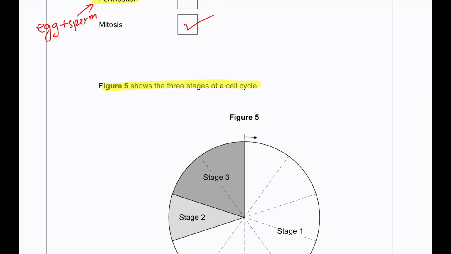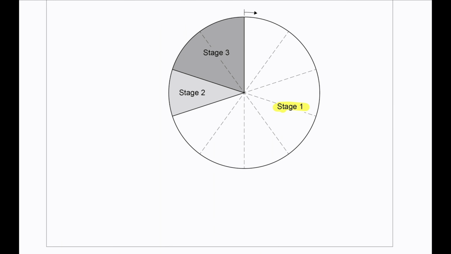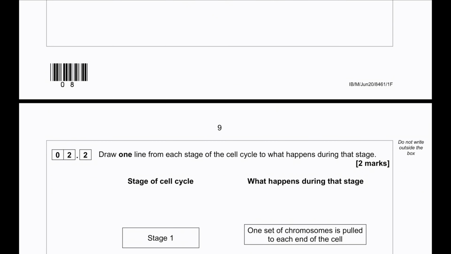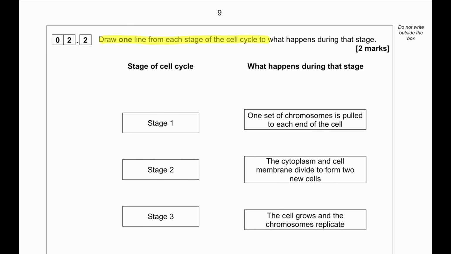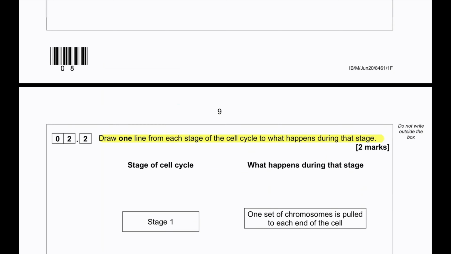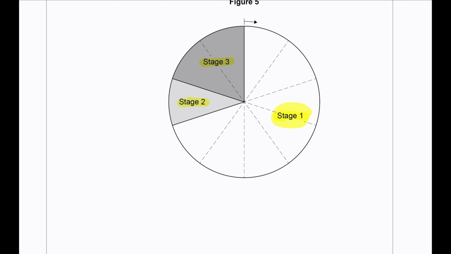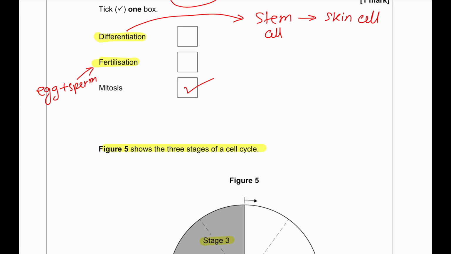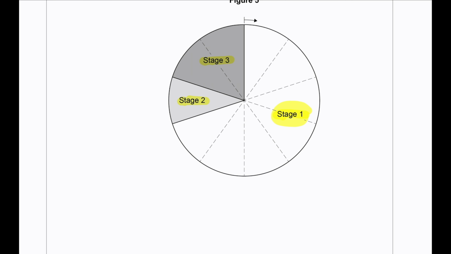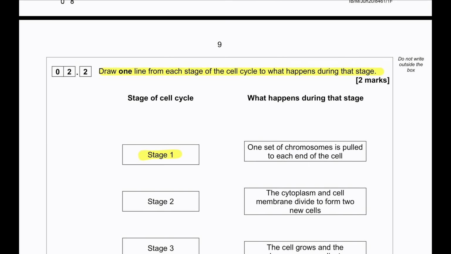Figure 5 shows the 3 stages of the cell cycle. We can see stage 1, 2, and 3 shown in this way. Let's see what the question asks. Draw one line from each stage of the cell cycle to what happens during that stage. So in stage 1, let's not get confused in these particular stages. What do they mention here? Probably in stage 1 the cell is growing, the cell is doing its own function. In stage 2 probably the cell is multiplying, replicating the DNA content within itself. And in stage 3 it is undergoing mitosis. That would be our general assumption.